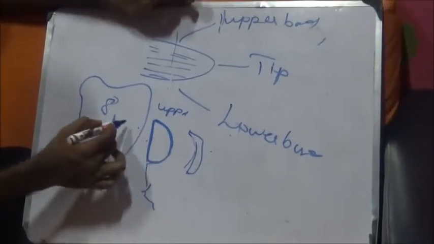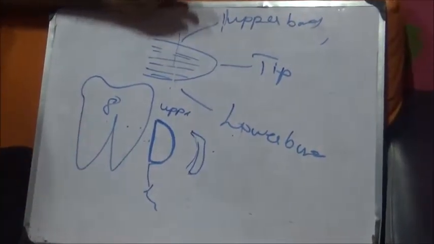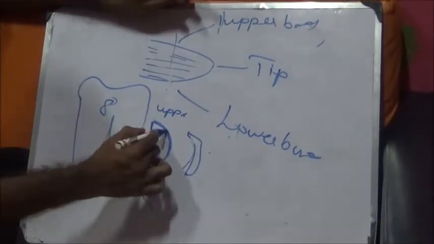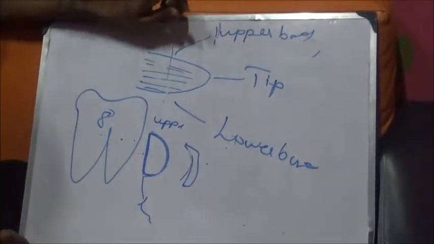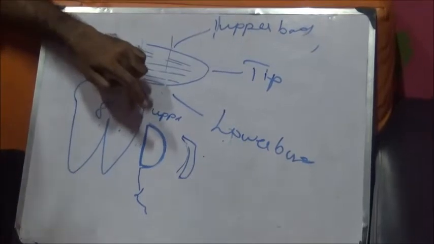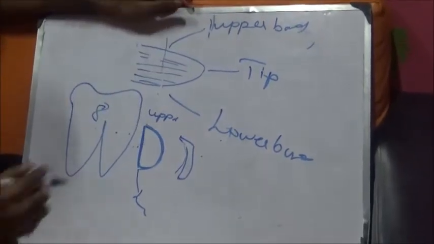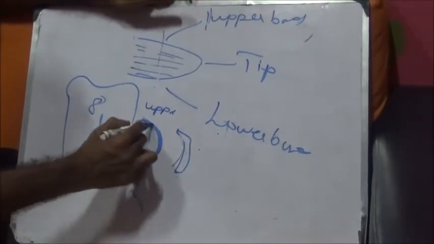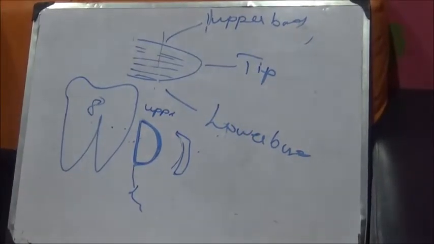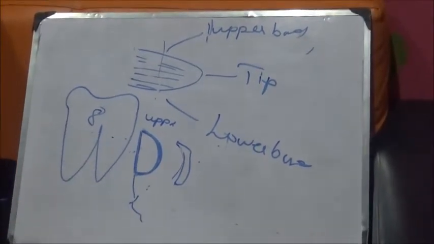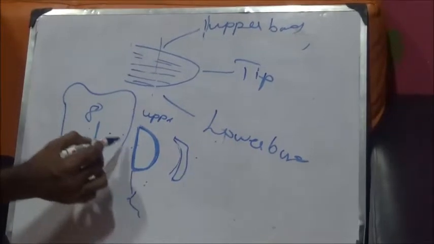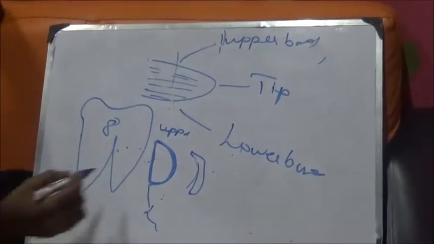Imagine if this surface is touching the 8, you cannot remove it, you cannot engage it, because this is a fully rounded surface. It cannot engage, it cannot push the 8 out. So only this surface should. So this is the main rule in using the straight elevator. So the flat surface should be facing the 8.